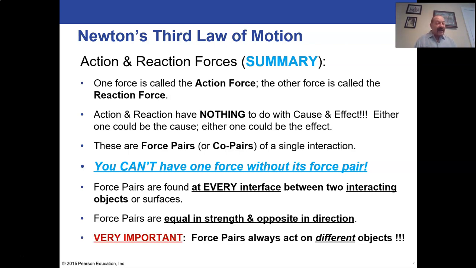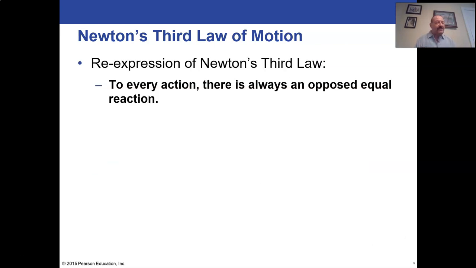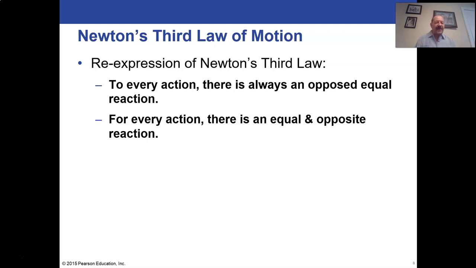So again, always remember they're on different objects. And I'll keep hammering this in because it's such an important point to understand why there's any motion if you always have these pairs. So Newton said to every action, there's always an opposed equal reaction. The more common way people think about this is for every action, there's an equal and opposite reaction. Just remember that it's A acting on B is the same force as B acting on A, just in opposite directions.